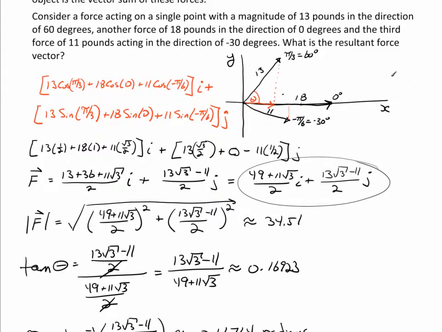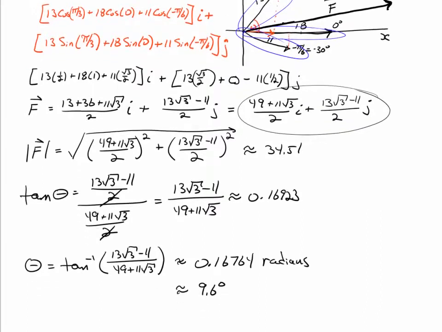So this resultant force vector is going to look something like this. In other words, all three of these vectors can be replaced by the single resultant force vector right here, with this magnitude and this direction.